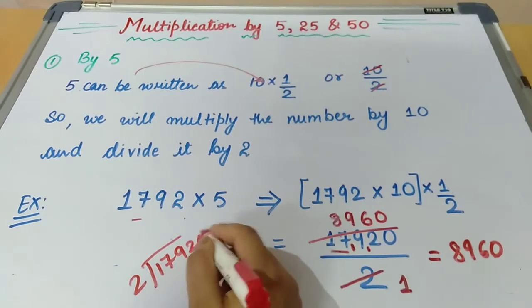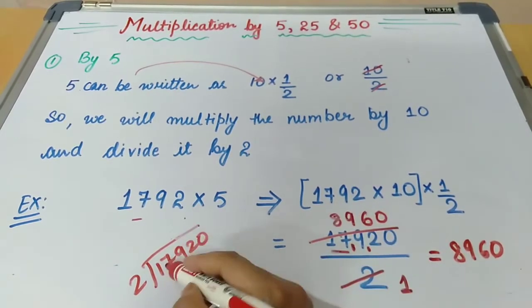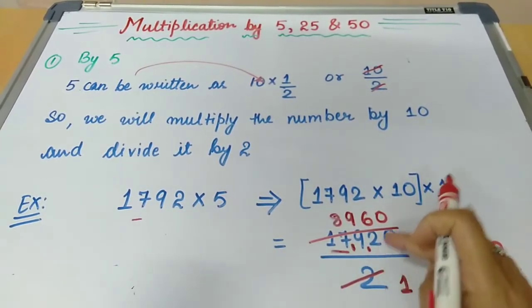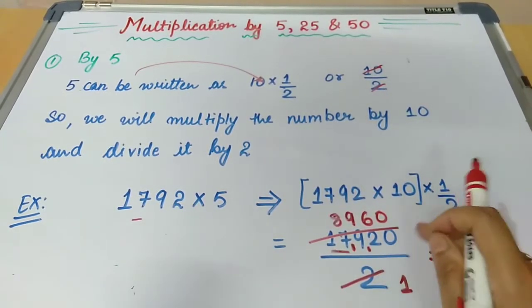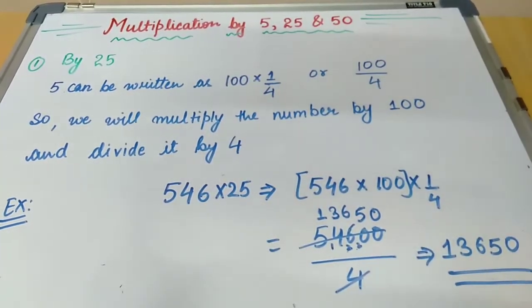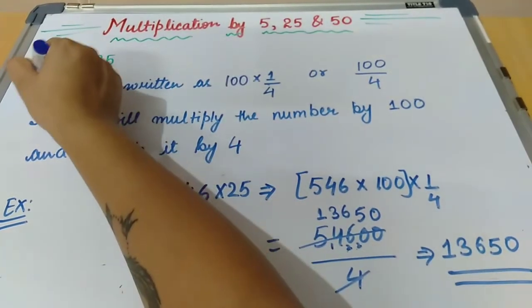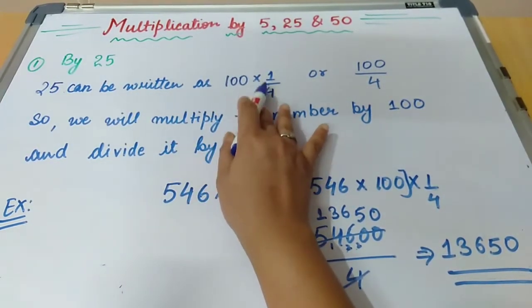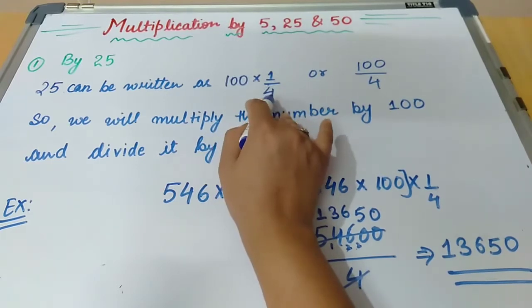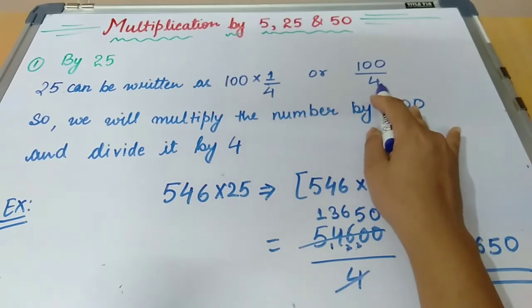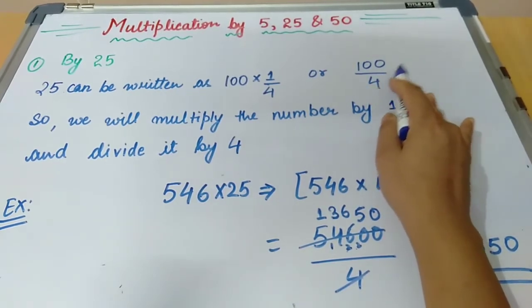If you do not understand this division, you can divide it like this, and you will get the same answer over here. But this will help you further also, so learn this type of division. Let us see another one. If we multiply a number by 25, what do we have to do? Similarly, 25 can be written as, see, 100 into 1 by 4. 25 is the 1/4 part of 100. Okay, or we can write it like this. If we divide 100 by 4, we will get 25.